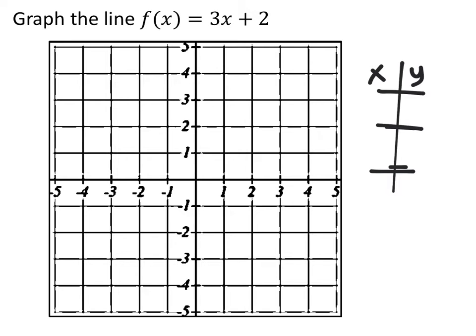So on this one, I am only going to choose values of x, and it's not y, it's really f of x. It doesn't matter which one you put right there. But I still would recommend choosing 0. 0 is a very easy number to work with, right?